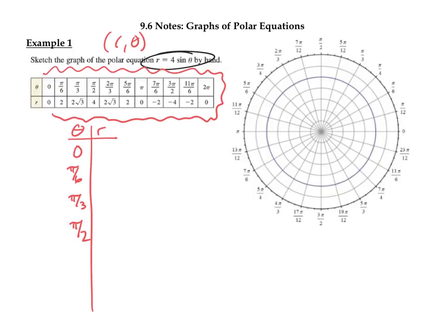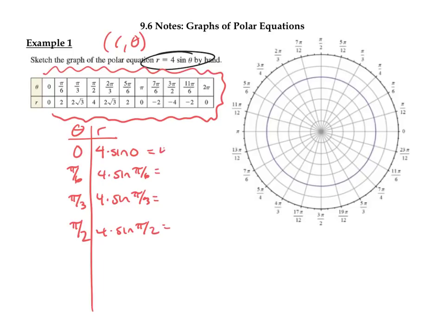Now, what can I do with those? Well, if it's an independent variable, it needs to be plugged in. So 4 times sine of 0, 4 times sine pi over 6, 4 times sine pi over 3, 4 times sine pi over 2, and so on and so forth. Now, when you simplify all of those values, you're going to get the following.